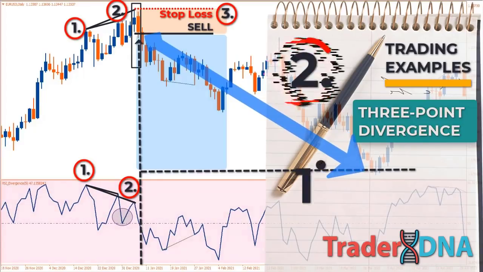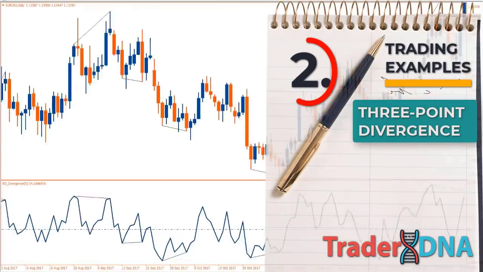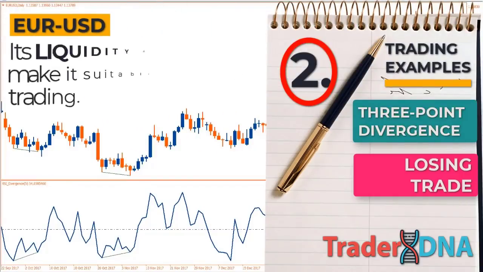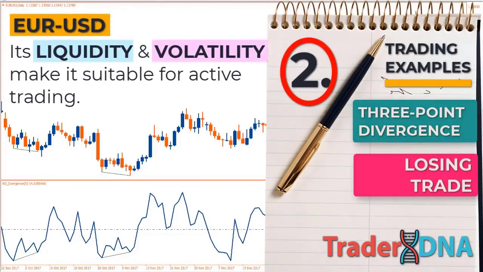Example number 2. Losing trade. Once again, this example shows a daily chart of the Euro's United States dollar. Its liquidity and volatility make it suitable for active trading. Let's take a closer look at this failed trade setup.